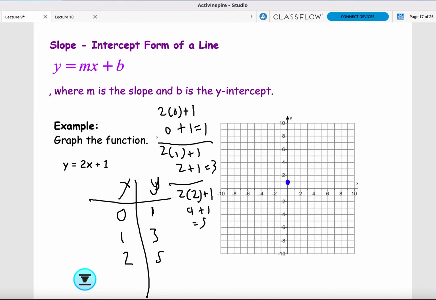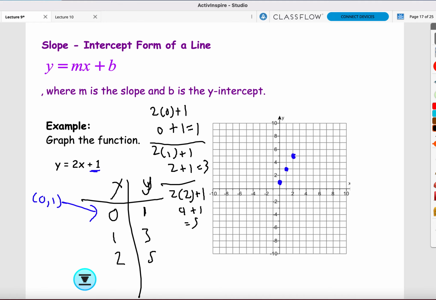And remember, b is the y-intercept, so b is 1. So we know it's the point (0, 1). So it kind of matches up with here, right? Then x is 1, y is 3, right here. x is 2, y is 5. See how the points kind of go up in the same pattern? That's called the slope, but we'll work with that later in another example, another lesson. And just like that, you graph this example.